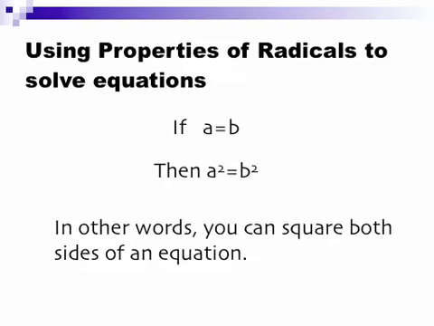We can use what we've learned about the properties of radical expressions to help us solve equations. If we have two variables, a and b, that are equal to each other, it's also true that a squared must equal b squared. This is just another way of saying that it's okay to square both sides of an equation, that when you do that, the equation stays balanced and the two sides remain equal to each other.